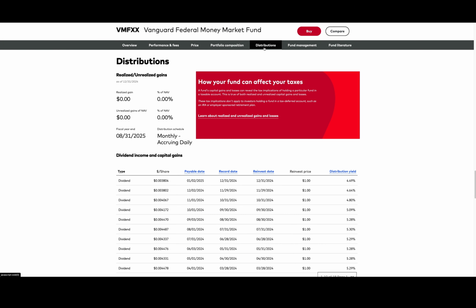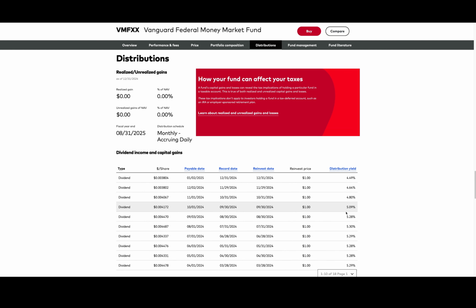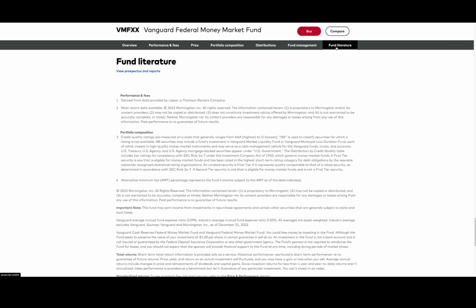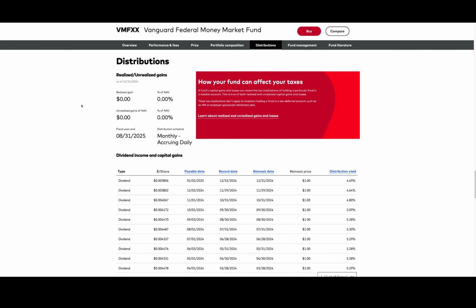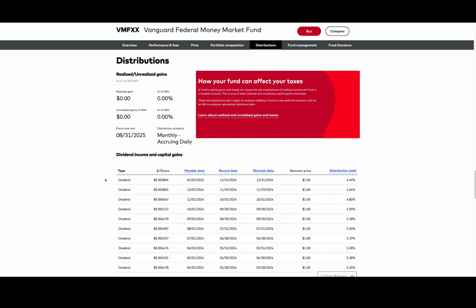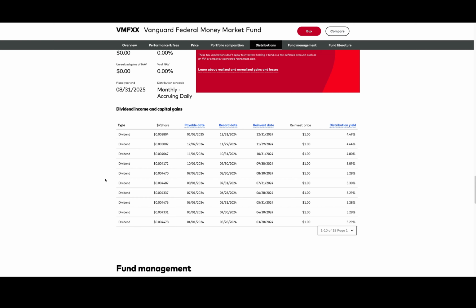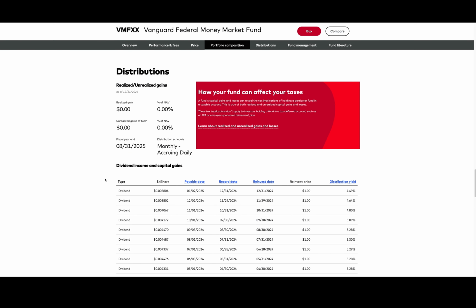All right, so let's go down more. Distributions, we can see what the dividends were paid and when they were paid, and what the yield was like. You can see the fund management and then a few other things. But I think the fund distributions here are really important because you get to see it visually. What is your money going to be doing and how does it look? All right, now that is Vanguard.